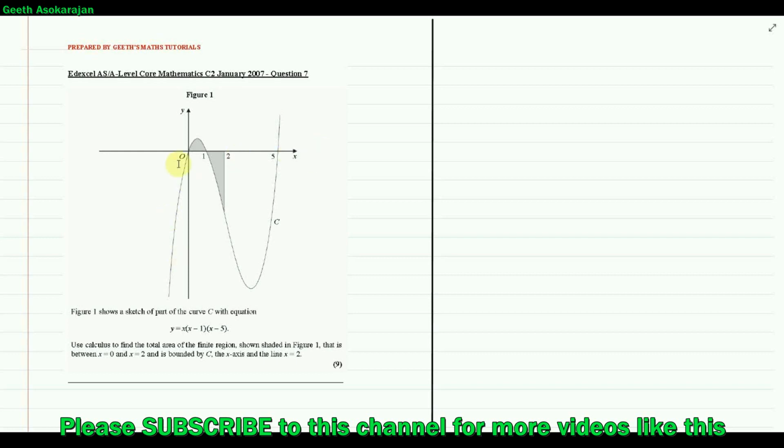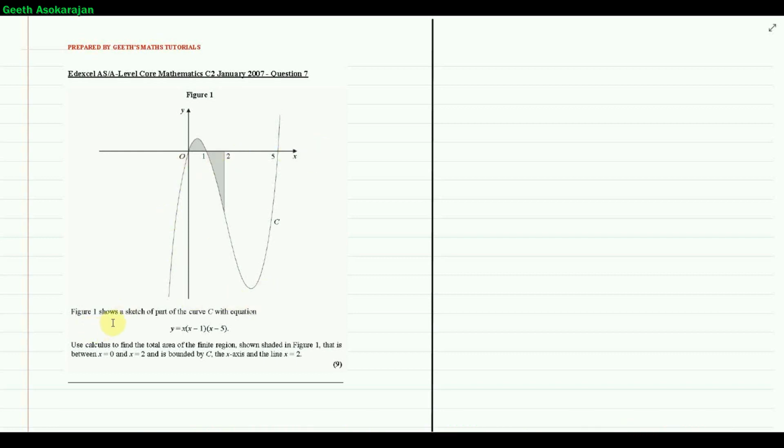So we have this figure. Figure 1 shows a sketch of part of the curve C with equation y equals x(x minus 1)(x minus 5), and we need to use calculus to find the total area of the finite region shown shaded in figure 1, that is between x equals 0 and x equals 2, and it's bounded by C, the x-axis, and the line x equals 2.